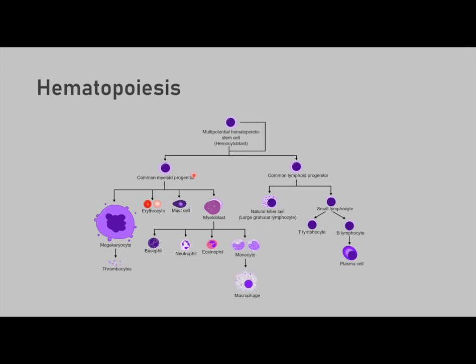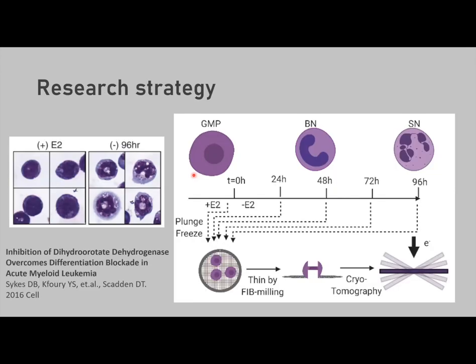And of course, this is a very lofty goal. And so to start out with, we used a model system that was generated by our collaborators, David Scadden at HMS. And they have this nifty cell system, which is a mouse cell line that expresses a transcription factor that keeps it basically progenitor-like under the control of the estrogen receptor.